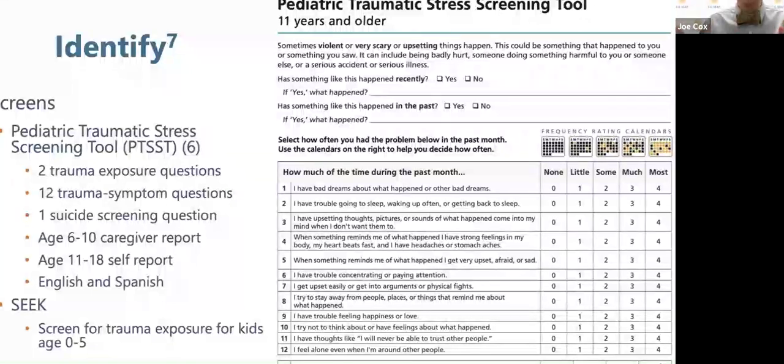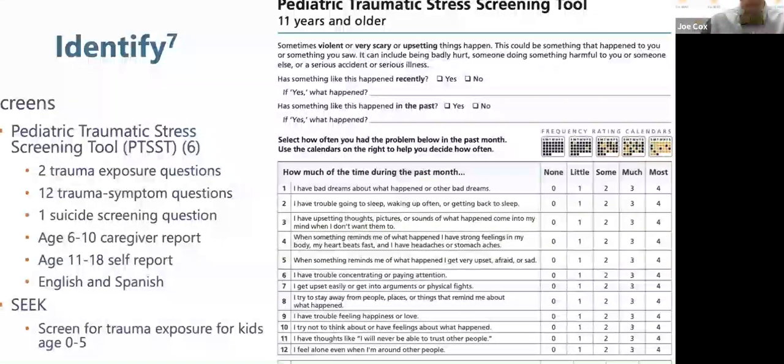You can also use a screening tool. This is one screening tool, the Pediatric Traumatic Stress Screening Tool. This was developed by the University of Utah group. I really like it. The first two questions are about trauma exposures. And again, sometimes violent, very scary, upsetting things happen. This could be something you saw. It can include some examples. They list some examples, and then ask did it happen, and have a blank space for listing what happened if they want to do that. So those are the first two questions. So it's a trauma exposure screen. You can use a screening tool to make it more efficient. Maybe you do it in your waiting room for every behavioral health visit.